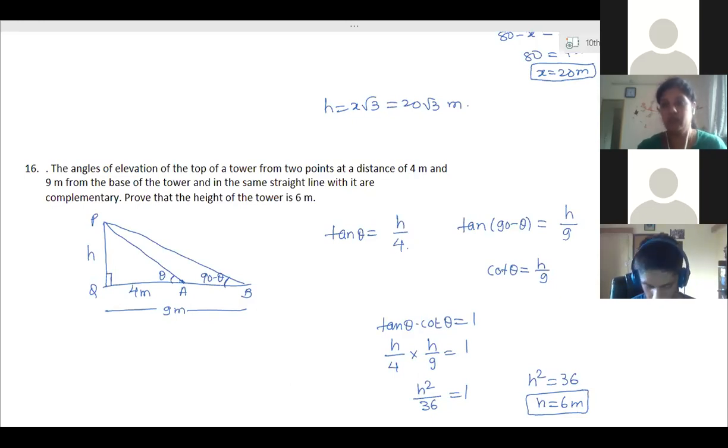Your homework is solving the first 10 RD Sharma questions. Only one exercise is there. You are solving the first 10 questions after completing NCERT.